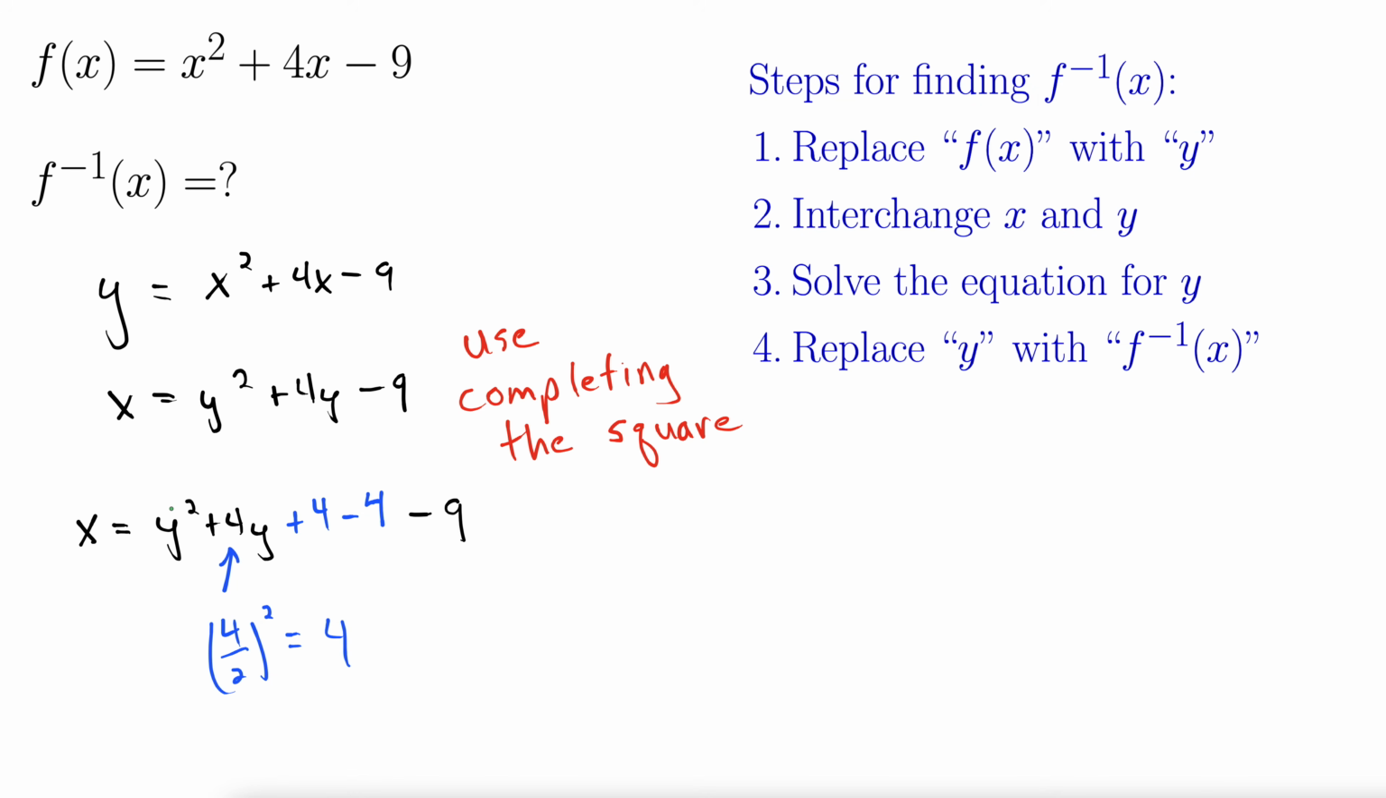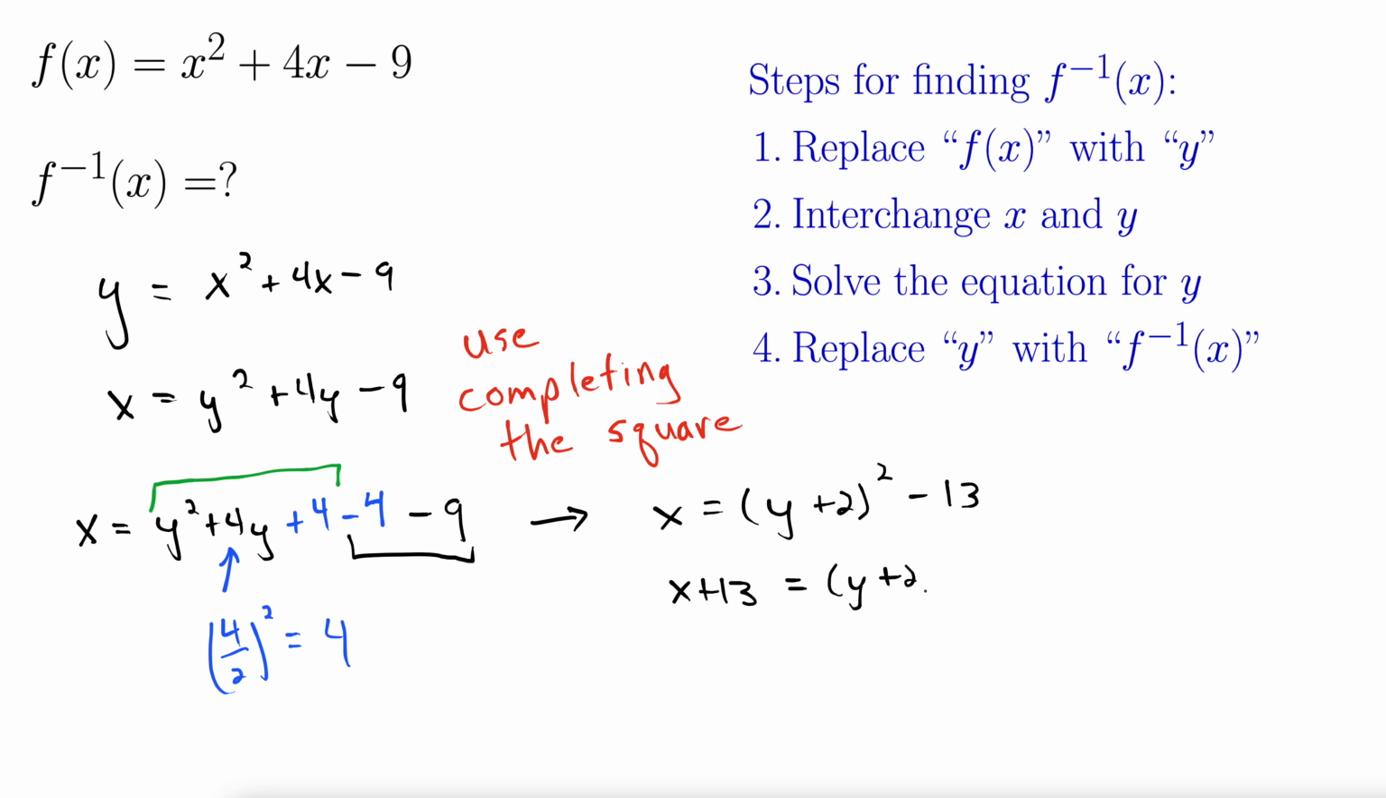Now we have our perfect square trinomial here for completing the square. So y squared plus 4y plus 4 now becomes x equals y plus 2 squared, and then the minus 4 and the minus 9 combine to give us minus 13. And now we're back in business. Now we can solve this for y. Add 13 to both sides. x plus 13 equals y plus 2 squared.